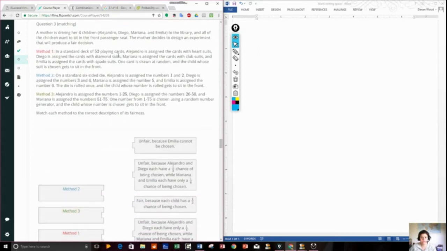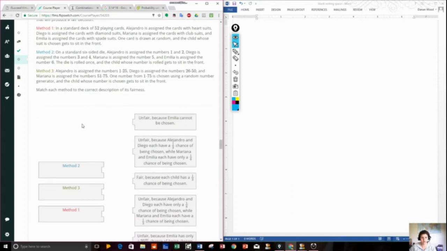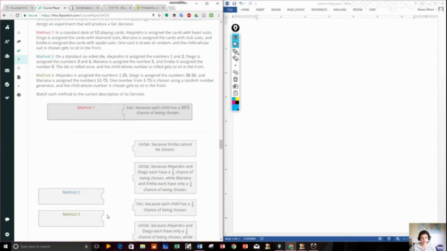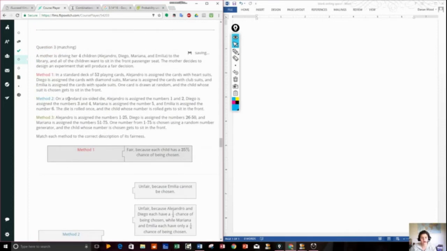Well, since each suit has the same number of cards in it, and each kid is given an individual suit, that means they have the same number of cards out of all of those 52. So that is fair because they have 1/4 of a chance, or 25% of a chance of being chosen. So method 2. On a standard 6-sided die, Alejandro is assigned the numbers 1 and 2.